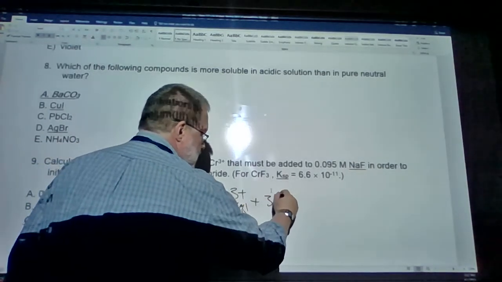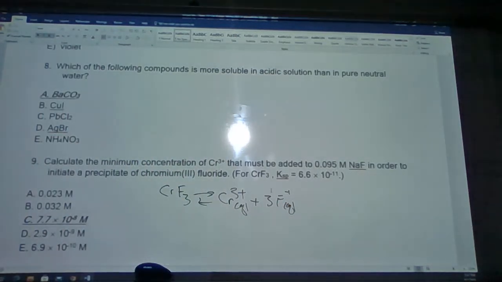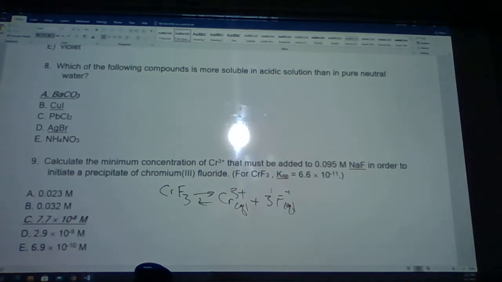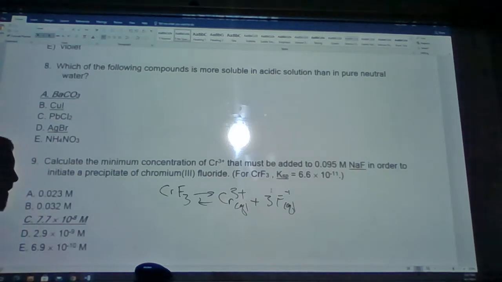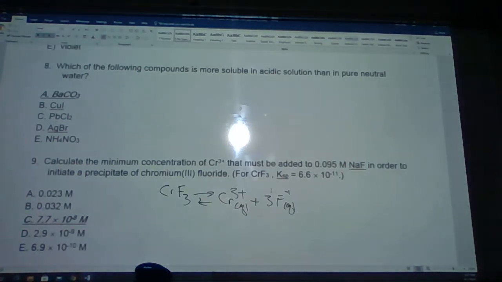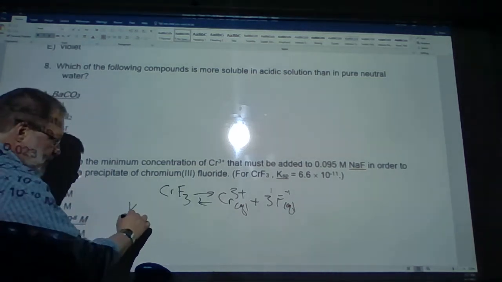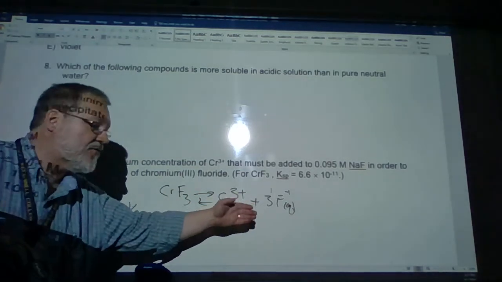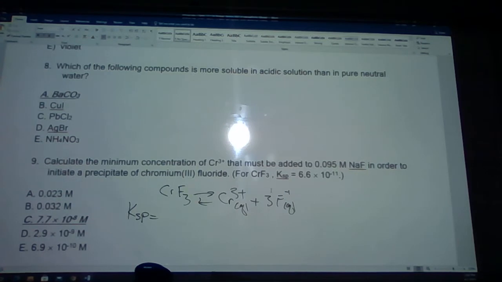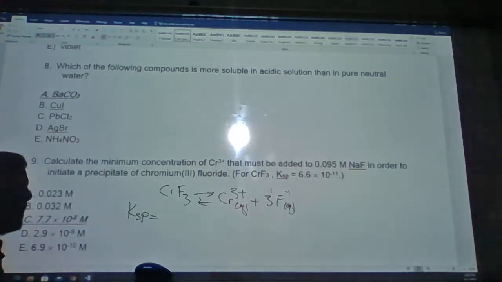So we write the equilibrium reaction between the cation and the anion of your chromium fluoride complex. Your plus 3 chromium cation, your minus 1 fluoride anion. Your solubility product is the minimum concentration of your chromium and fluoride ions that you need for insolubility to result. You have as much chromium and fluoride ions in solution as you can.